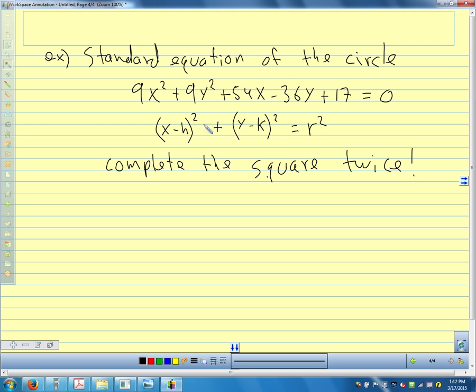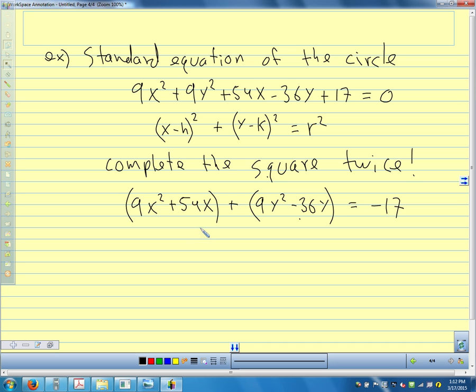So what I want to do here is we'll group the x terms and group the y terms and put the number that's by itself on the right hand side. So I have 9x squared plus 54x. That's one piece that we're going to complete the square on. And we get a 9y squared minus 36y. Complete the square on that part equals negative 17. So we're going to complete the square on each set of parentheses. Complete the square on the x piece and the y piece. So what's the first thing we want to do here before we complete the square?